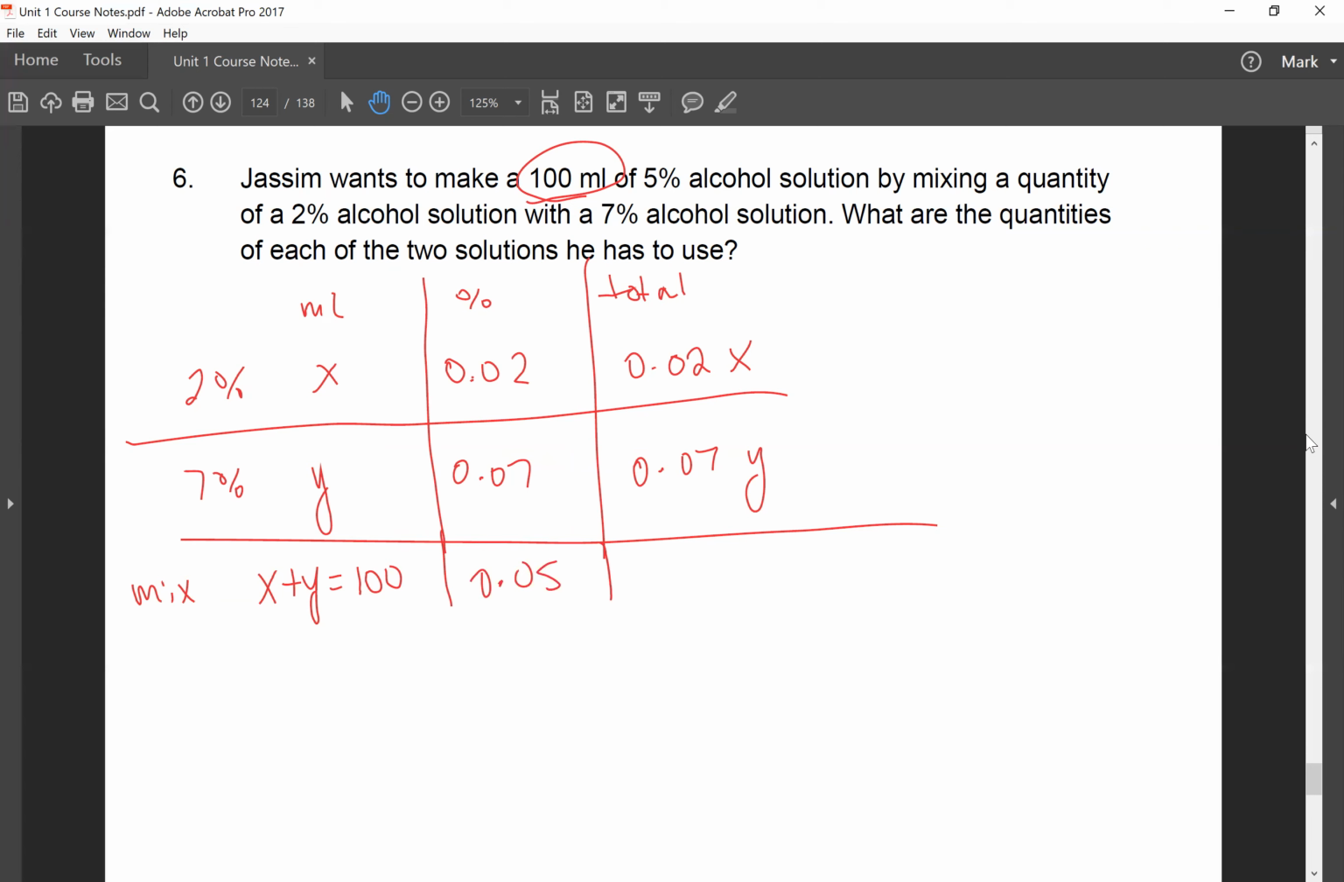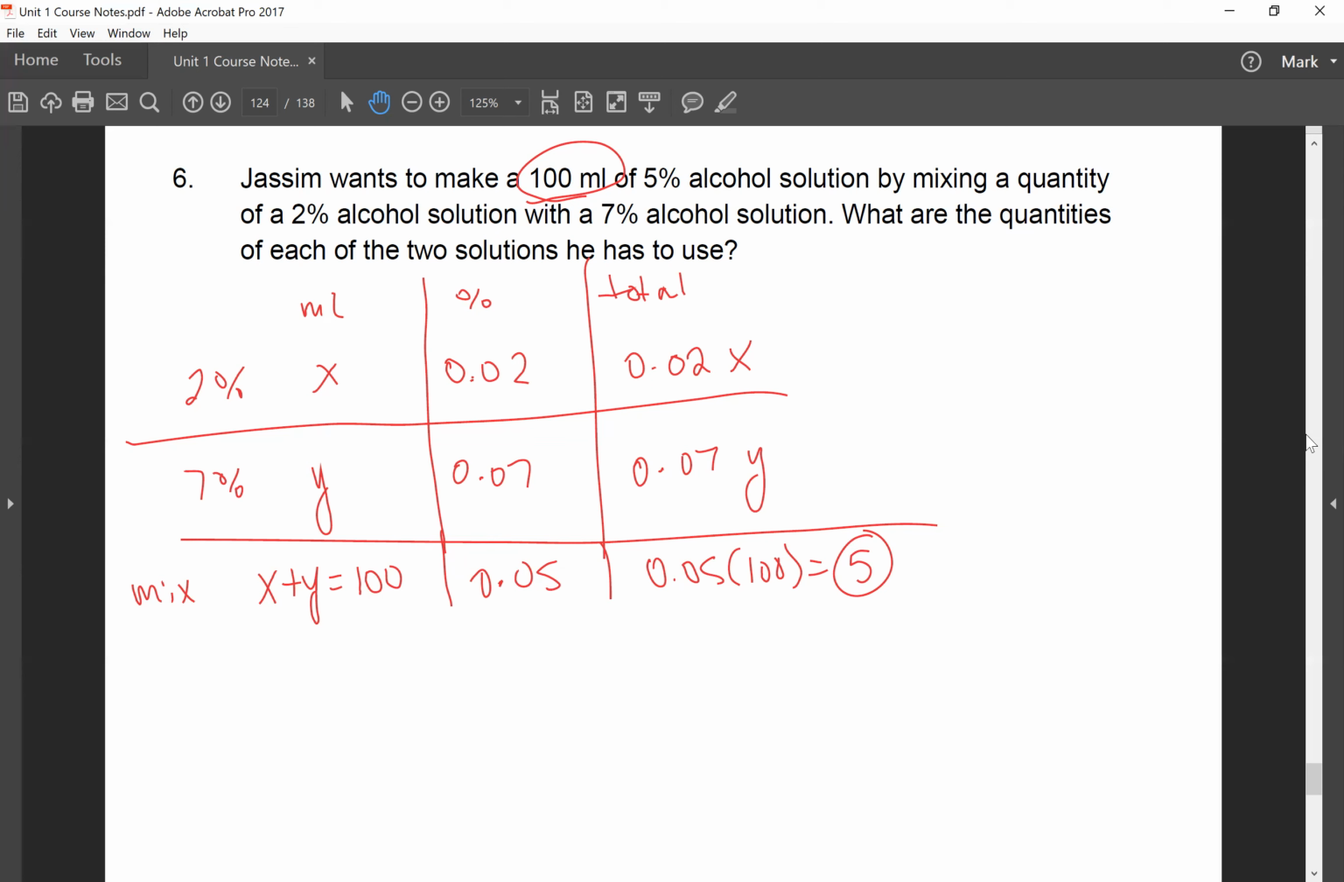So when I multiply these together, I'm going to take 0.05 and multiply it by 100. And that's equal to 5. I'm going to need that number in a minute. Okay, I'm almost ready to solve this.